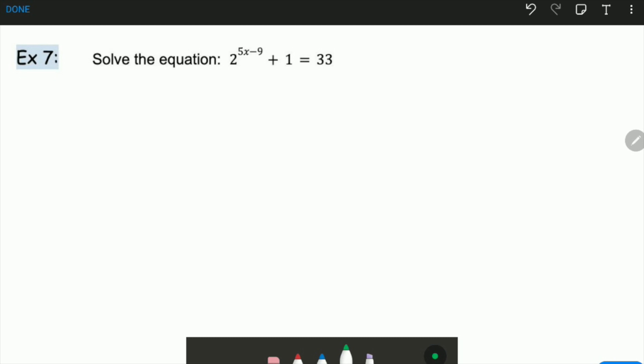Okay, so going through and solving this equation, doing the same process. So get rid of anything outside the exponential first. The exponential is the number and its exponent. I can't touch the stuff in the exponent until we get rid of the base, which means we have to get rid of everything else first. This time we do have something else, so we do have that plus 1, so we're going to start off by subtracting 1. We'll have 2 to the power of 5x minus 9 equals 32.